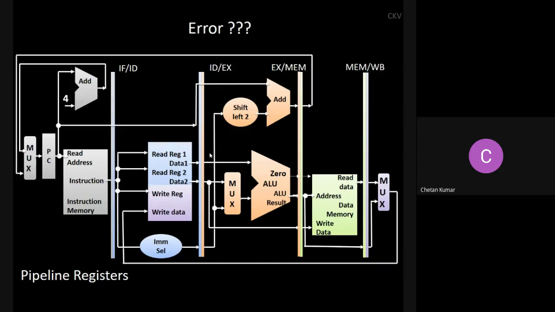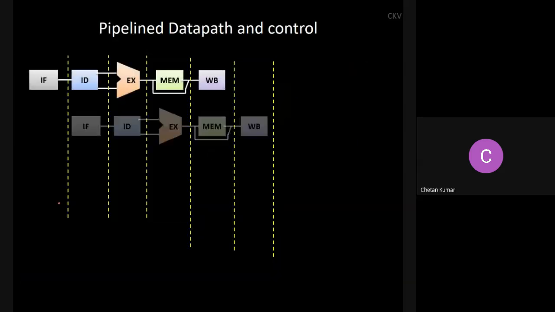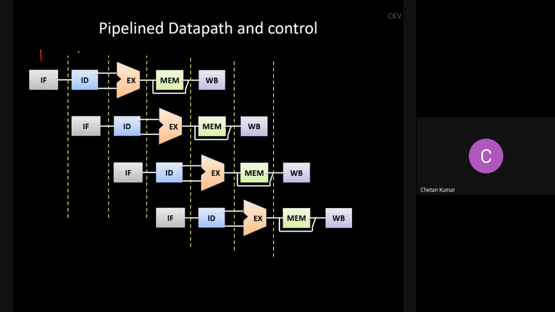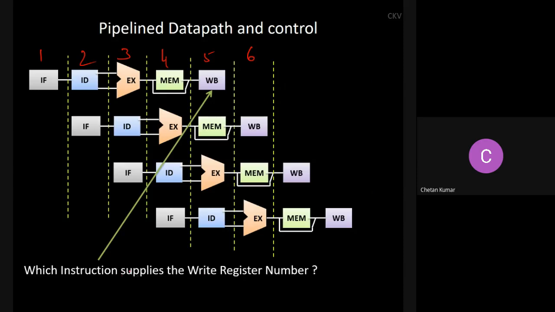Anyway, that is a different topic. But again, is anybody still able to find some error here? Okay, I'll explain the error. If you analyze the data path with respect to the time representation, can you tell me, in the 5th clock cycle, which instruction should supply the right register number? In the 5th clock cycle, which instruction will actually write into the register? Is it the first instruction, second, third, or fourth?